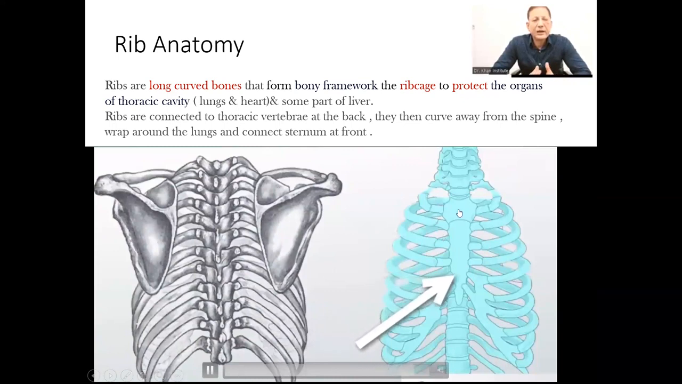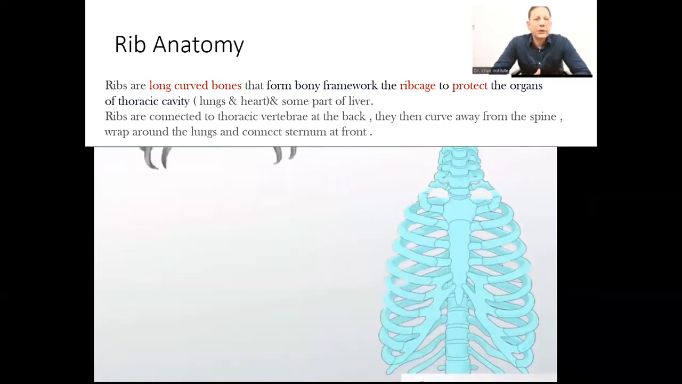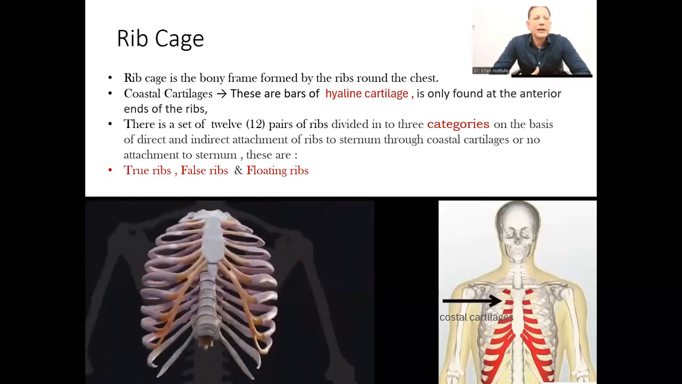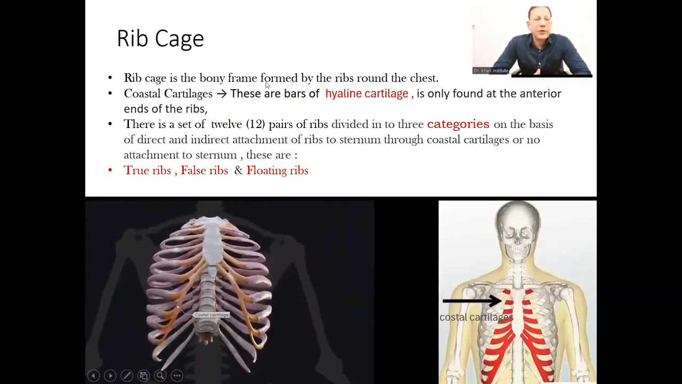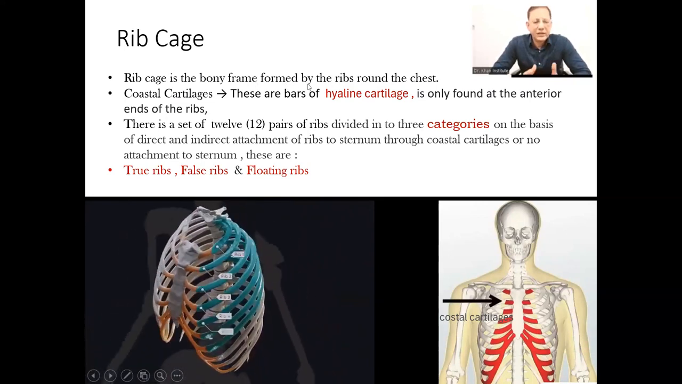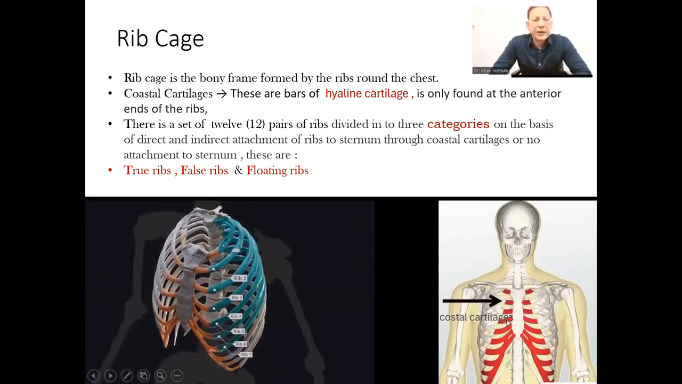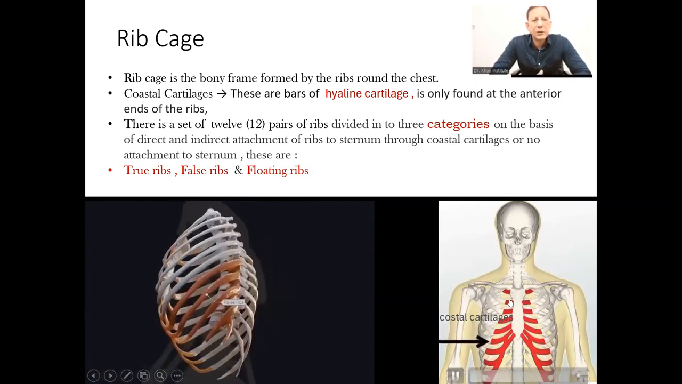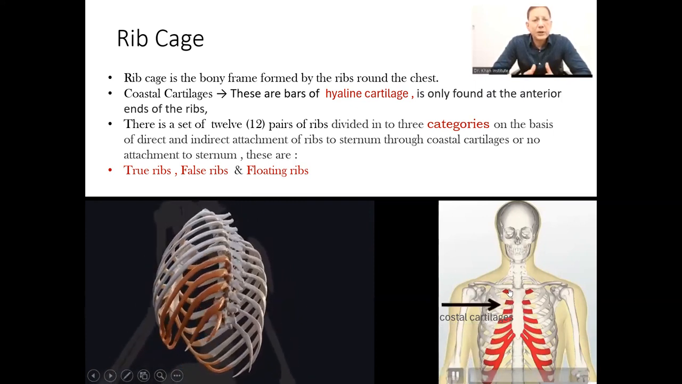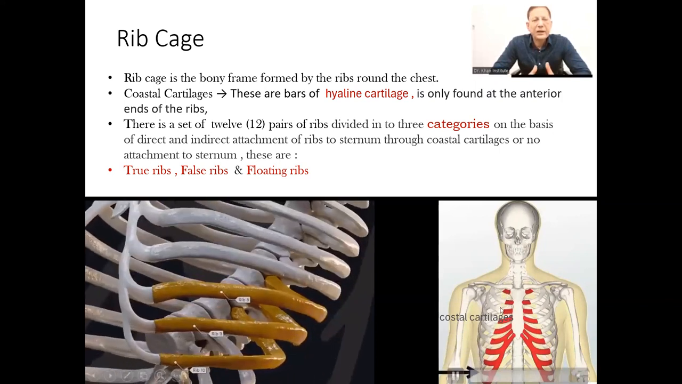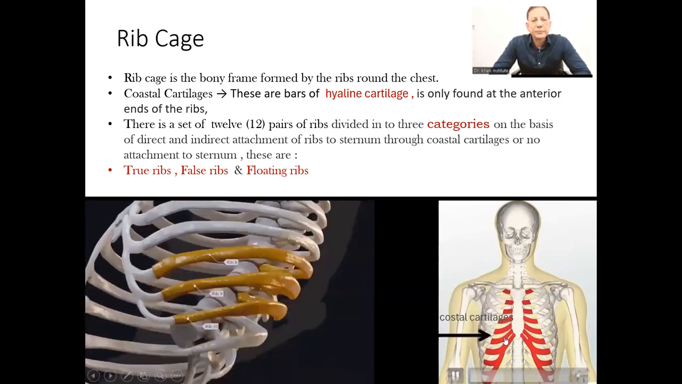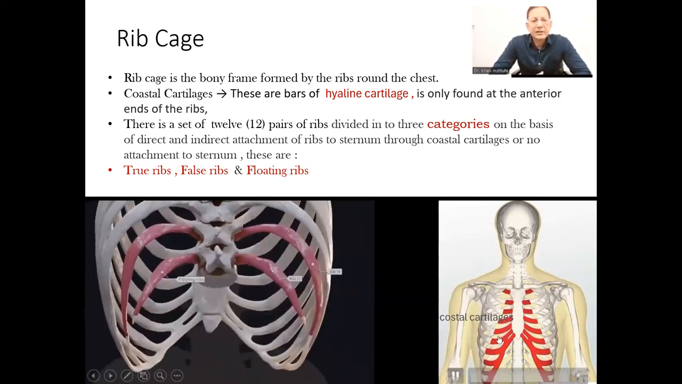The first two ribs connect to the manubrium sterni, and the second to seventh to the body of the sternum. So the rib cage is basically a bony frame formed by the ribs around the chest. These are the costal cartilages, which are brown in color. You can see in this also, indicated by a red color. These are bars of hyaline cartilage and are only found at the anterior ends of the ribs.